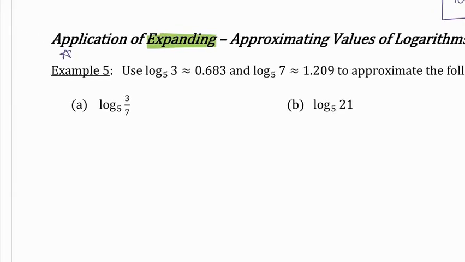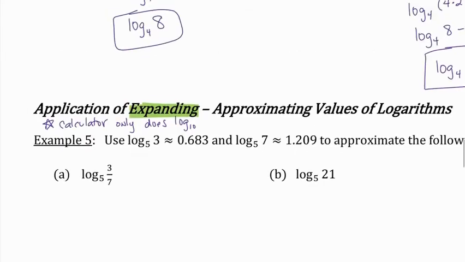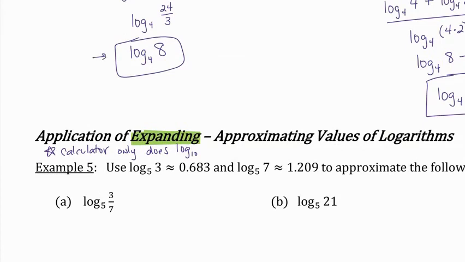On your calculator, it only does log base 10. There's one other one that does log base E, which is the natural log, which we would normally talk about, but we're not going to this year. But for now, just know that that log button on your calculator is only base 10. So if I wanted to calculate something like we had up here, log base 4, right? I can't just type log base 4 of 8 into my calculator. My calculator only does base 10.